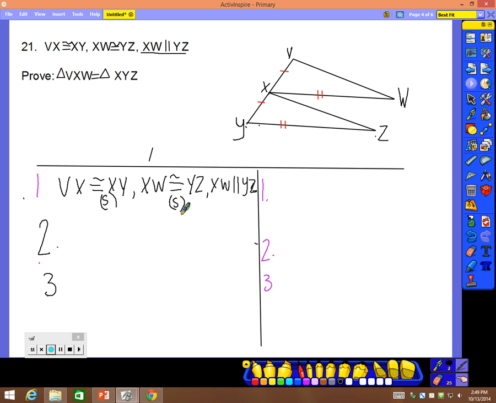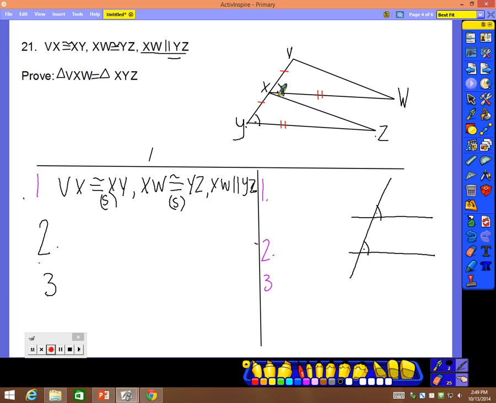But here's my hint. XW parallel to YZ. I'm going to go ahead and draw those parallel lines again. And I need to use the transversal. I can use the transversal YV or the transversal XZ. But it looks to me, if I'm going to do side, angle, side, this is the only angle I can use right here. So I better use the YV transversal. And now it looks like this angle and this angle are corresponding angles.